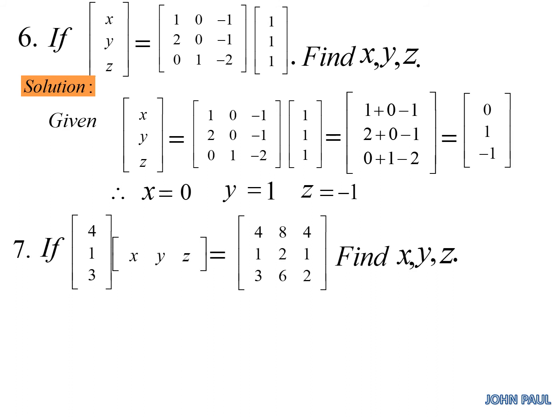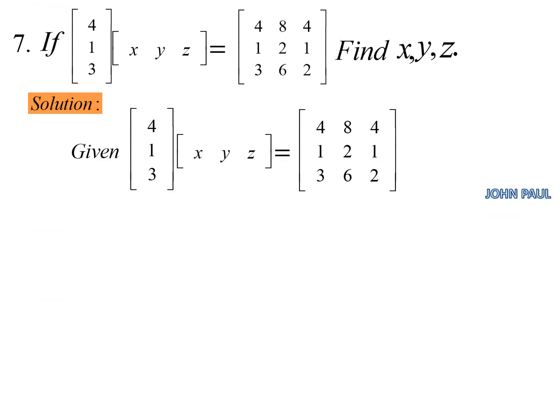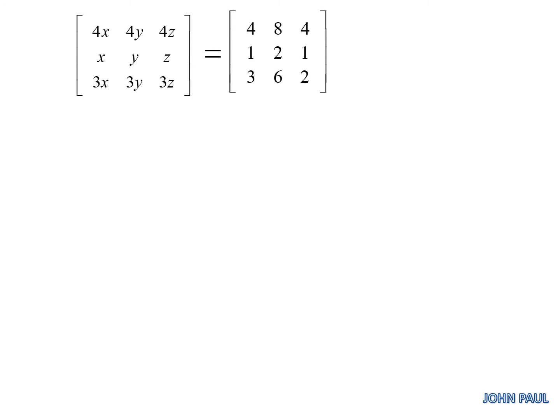Seventh problem. Matrix multiplication is given in left side equal to a matrix. So multiplication is in left side. We'll multiply the left side. Given matrix. By multiplying the matrix in left side, we get 4x, 4y, 4z, x, y, z, 3x, 3y, 3z is equal to the matrix given in right side.